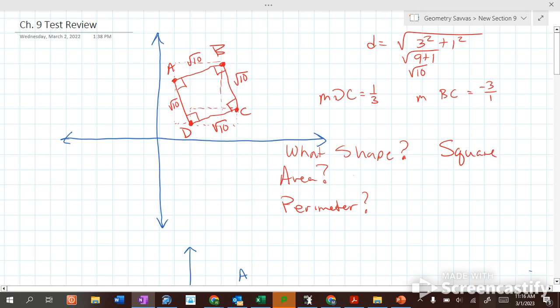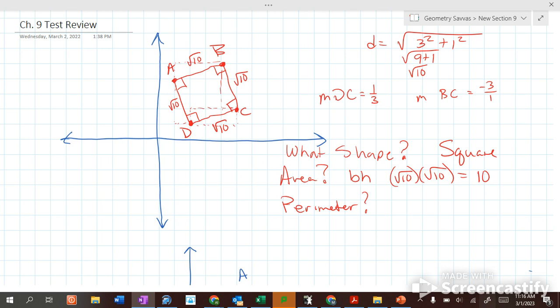How do you find the area of a square? Base times height, right? So the square root of 10 times the square root of 10. What's the square root of 10 times the square root of 10? Isn't it 10? Yeah. Because square root of 10 times square root of 10 is square root of 100, which is 10. Or, square root of 10 times square root of 10 is basically a square root squared, and when you square root, you get what's underneath.